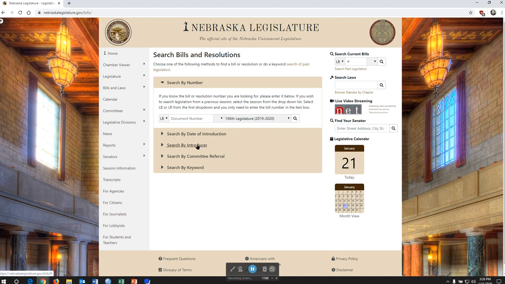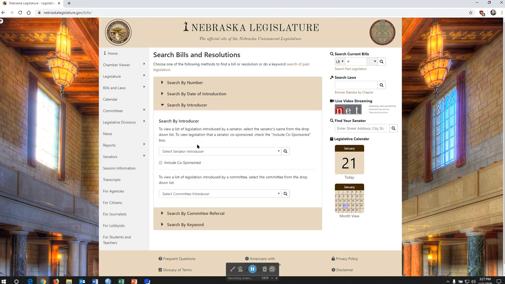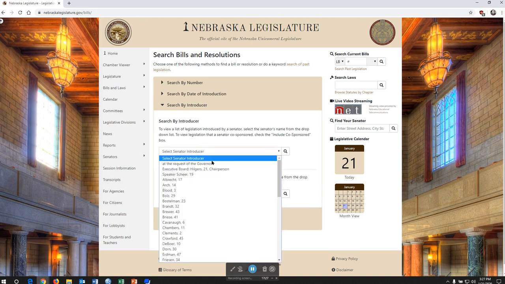Just because I happen to follow this a little bit, and if you follow it just for a few days, you can kind of learn some of this stuff. There are some senators that introduce a lot of legislation, and there are some senators that don't introduce very much at all. Here is Senator Blood. She's from Bellevue. She happens to be one of the state senators that's pretty active in introducing legislation.